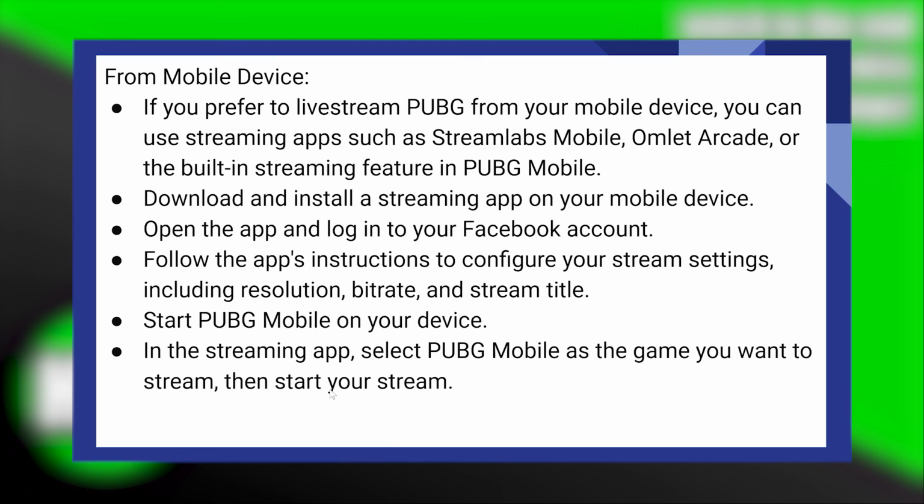Start PUBG Mobile on your device. In the streaming app, select PUBG Mobile as the game you want to stream. Then start your stream.